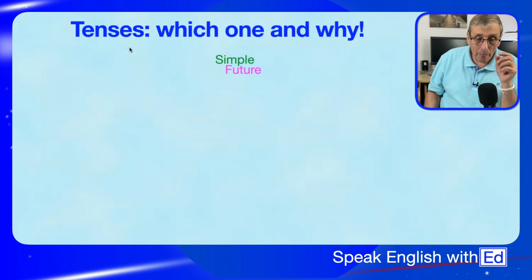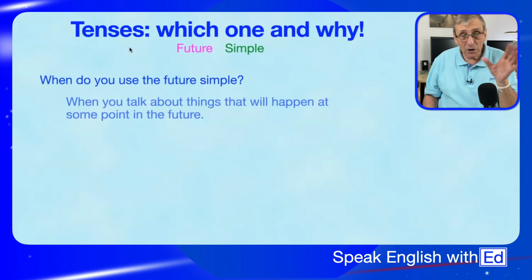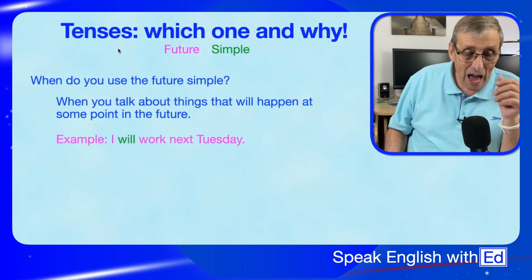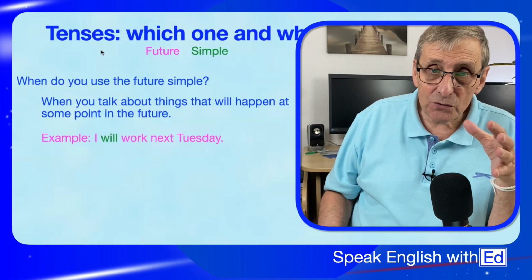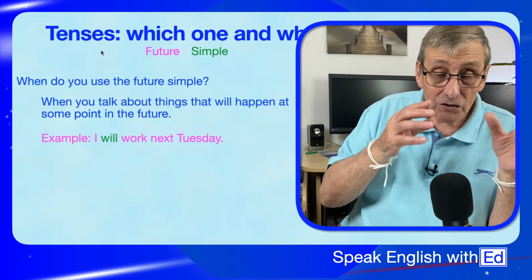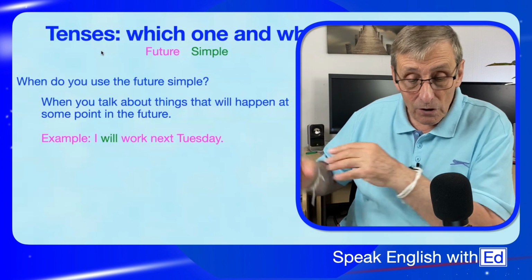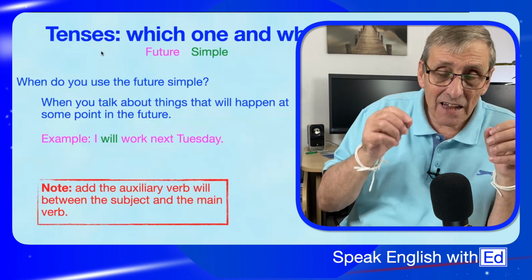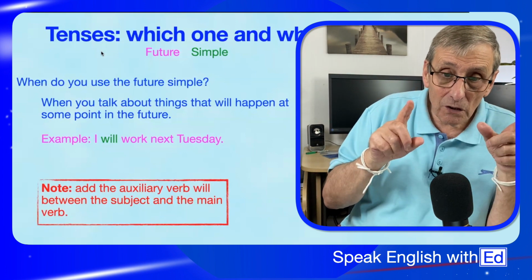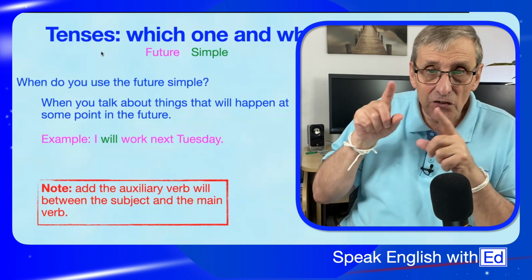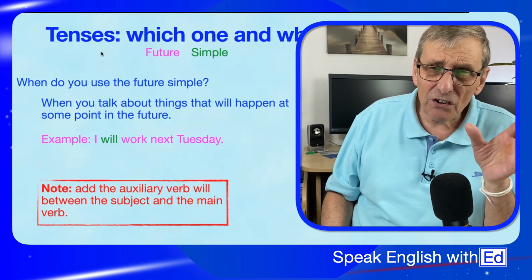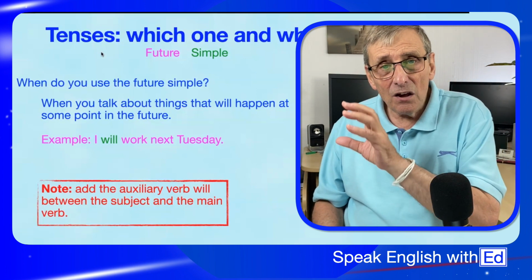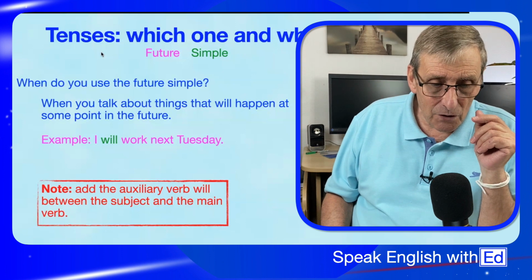So the future simple. We use this obviously for times that we're going to be talking about in the future. I will work next Tuesday. Tuesday hasn't come, it's in the future. So you're saying I'm going to work on, or I will work on Tuesday. Now, for this you need to add the auxiliary verb will, right, between the subject and the main verb. The auxiliary verb is sometimes called a helping verb because it helps you understand more about the main verb.